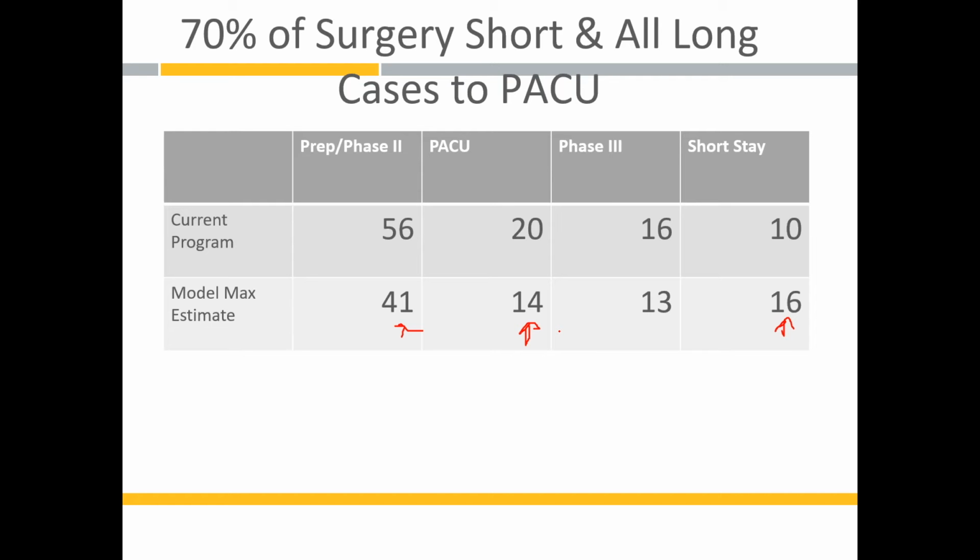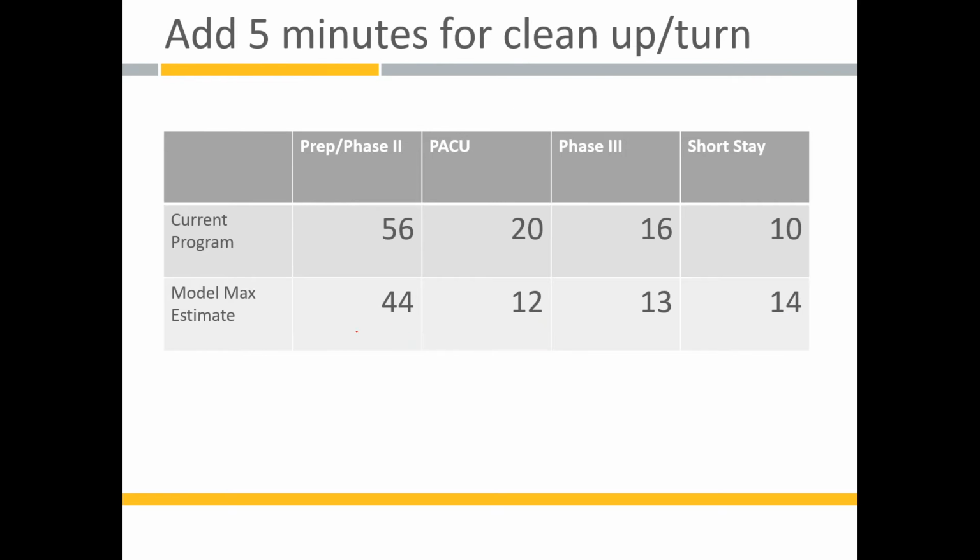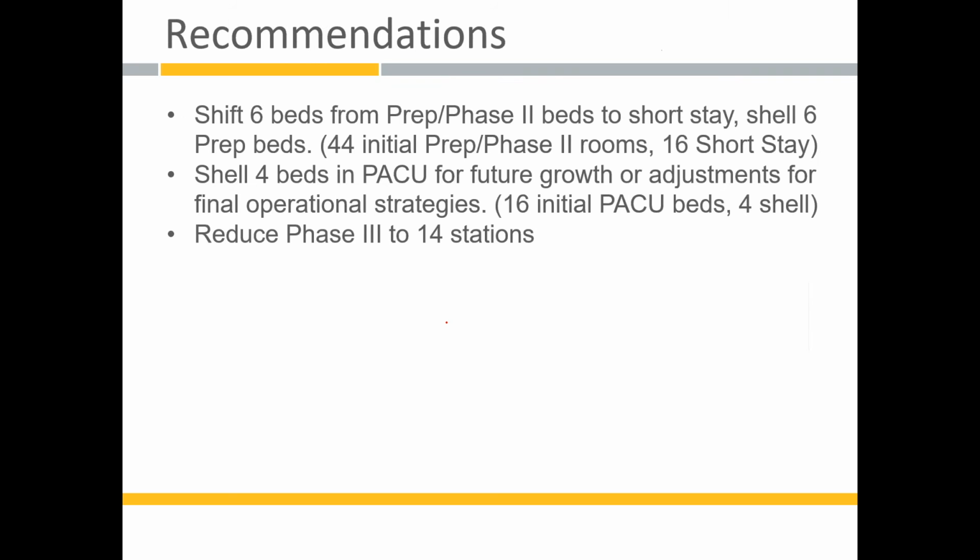So we reviewed all of this with representatives of each of the services and took them through how we model this, and we looked at different sensitivities. Basically, we got sign-off on the following adjustments to the original program. We were going to shift 6 beds from the phase 2 area over to short stay to meet that 16-bed target, and then we were going to shell beds to allow us to deal with potentially future growth, or what if one of our assumptions went wrong. So we'll end up with 44 prep phase 2 beds and 16 short stay beds, but of the 44 you'd have some shell.